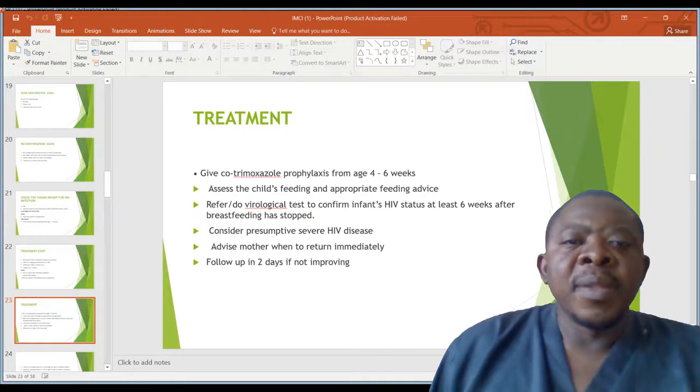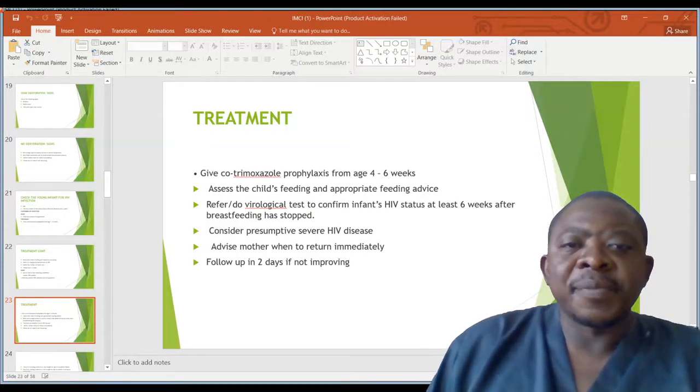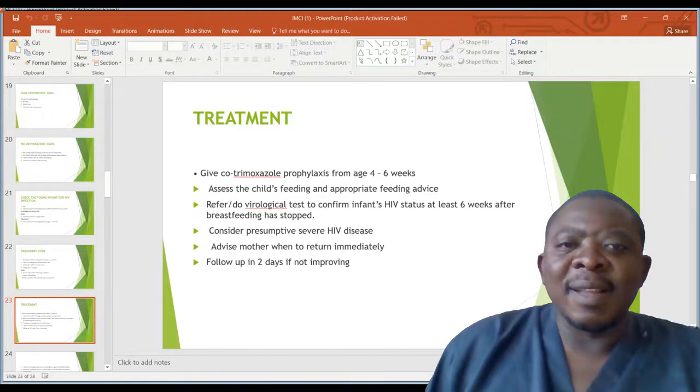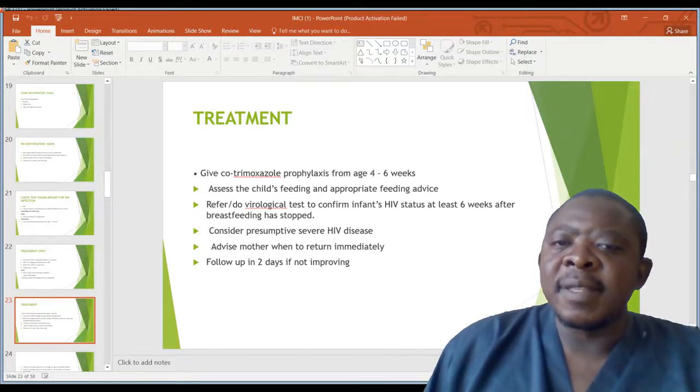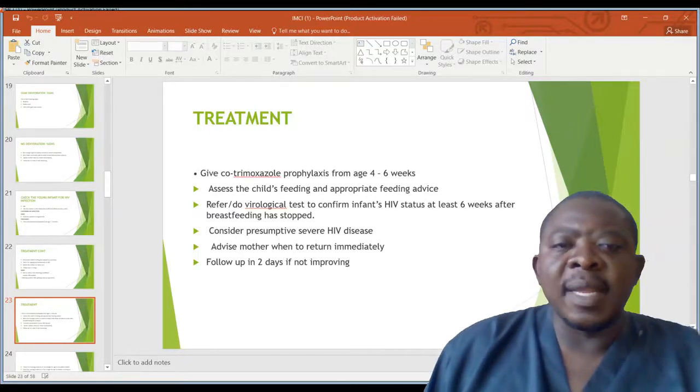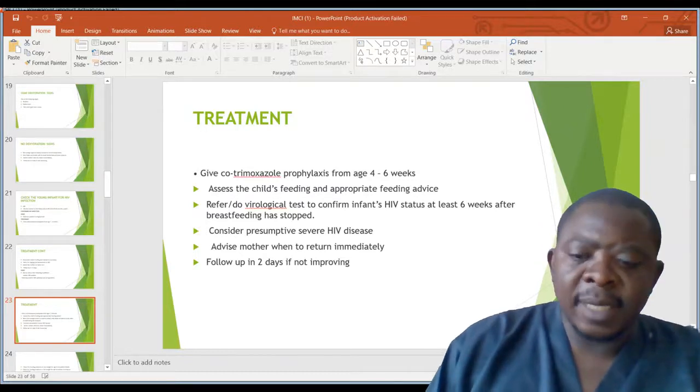So you wait until the baby has stopped breastfeeding, and then you test the child, that is 6 weeks after breastfeeding has stopped. Then you can consider presumptive severe HIV disease if it is found positive. Then advise the mother when to return immediately and follow up in 2 days.